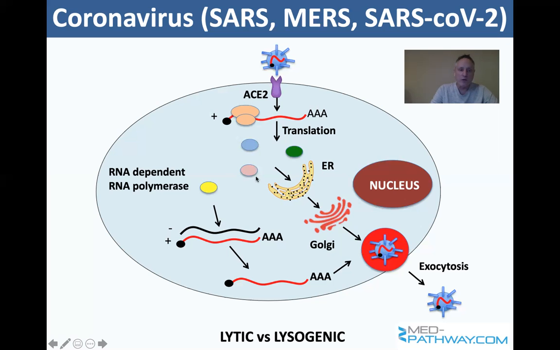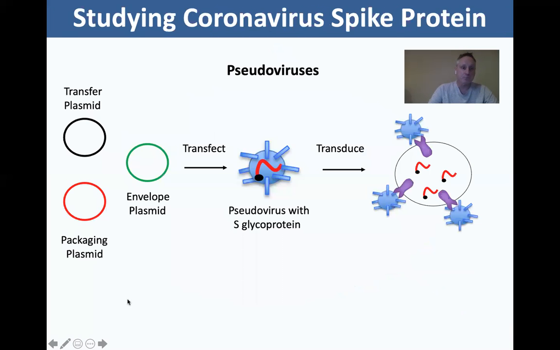We have other proteins like spike proteins and other envelope proteins going through the secretory apparatus, getting glycosylated, etc. And then at the end of the day, you package a new virion, and then you exocytose and you're on your way. But you should recognize, since there's no DNA intermediate in coronavirus, it's always going to be lytic.